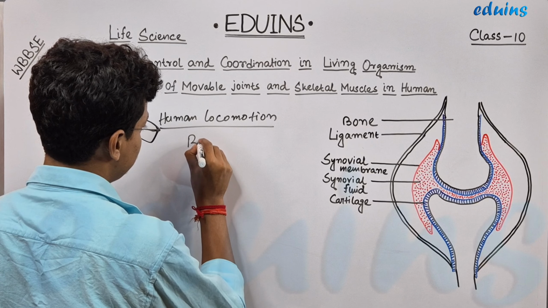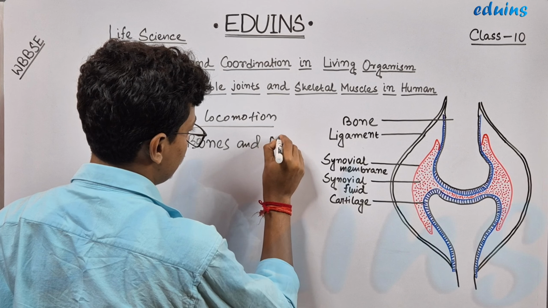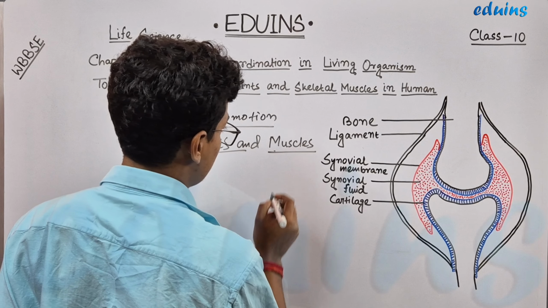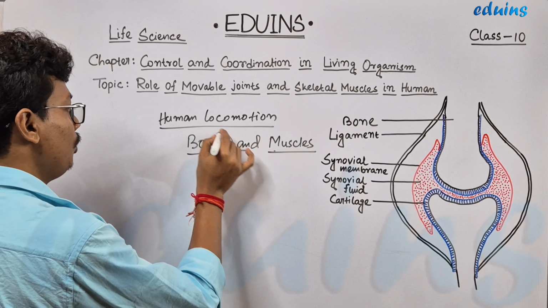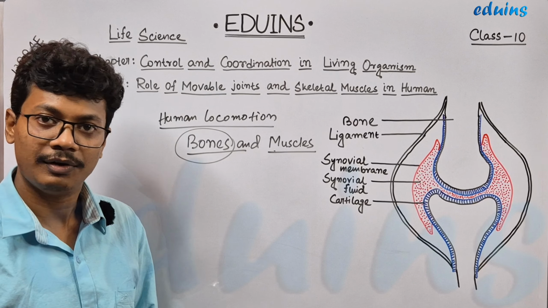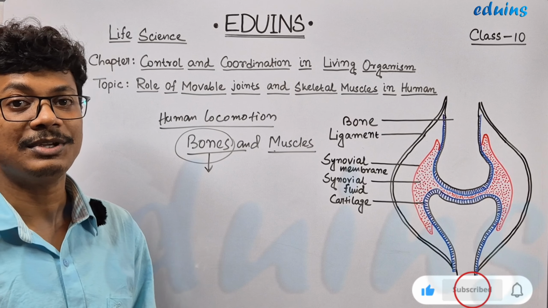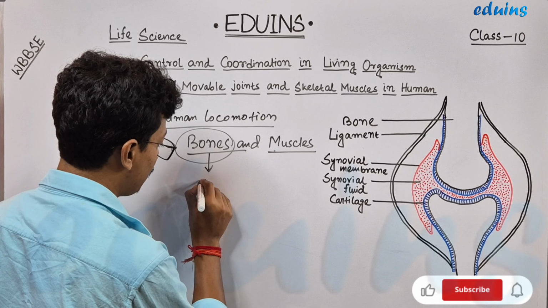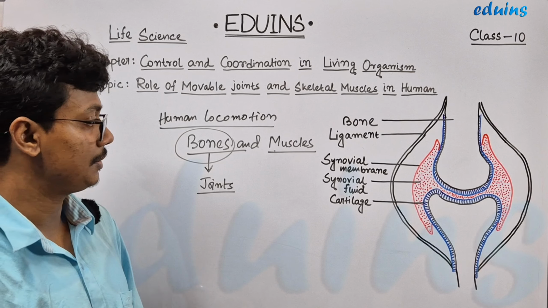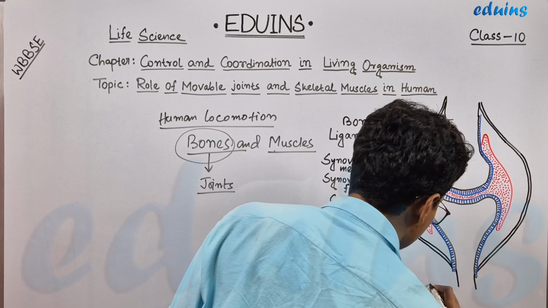The bones and muscles. Especially in the case of bones, they are the skeleton structure of our body, but the part of the bone which actually helps in locomotion is the joints. That is the joints. So here I have drawn a figure of a joint of bones.